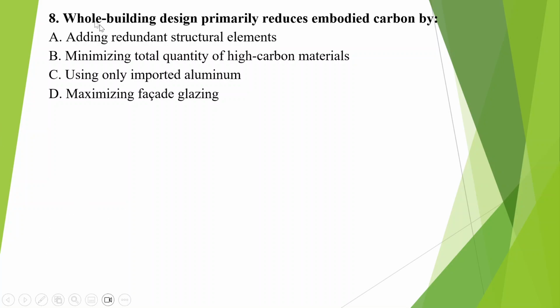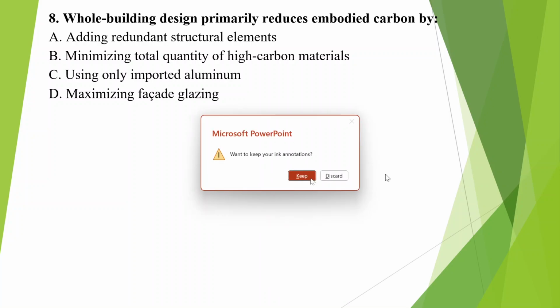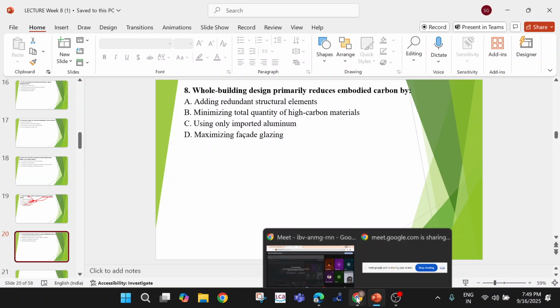It is asking you about whole building design: whole building design primarily reduces embodied carbon by how? You can answer how it is reducing the embodied carbon. Question number 8. I hope the question is clear and all the four options are also clear. So let me see how many of you have answered this question.